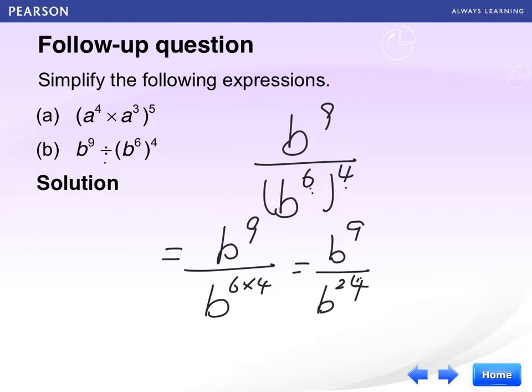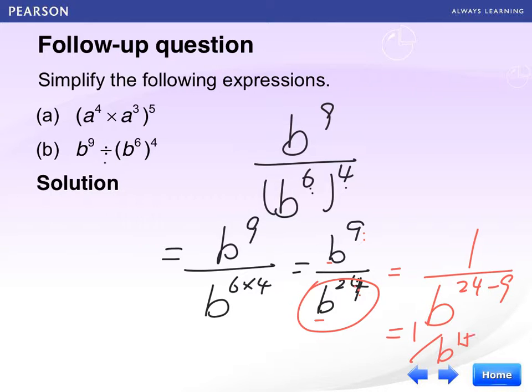And this time is the division. Same base, as a result we subtract the index. Because the denominator is larger, we use the larger index minus the smaller index, but because the larger one is in the denominator, the result is 1 over b to the power of larger minus smaller, 24 minus 9. As a result, it is 1 over b to the power 15.